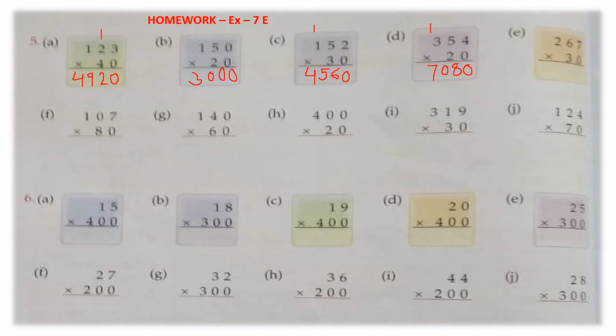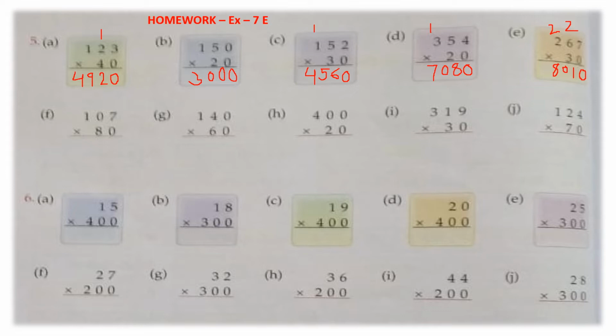Then E part 267 multiplied by 30. Now again there is 1 0 at the end. So write down this 0 first and multiply 267 with 3. Then 3 sevens is 21. So 1 you will write here and 2 carry on tens part. Then 3 sixes are 18 plus 2 carry is 20. So write 0 down and then 2 carry again. Then 3 twos are 6 plus 2 carry is 8. So your answer is 8010.